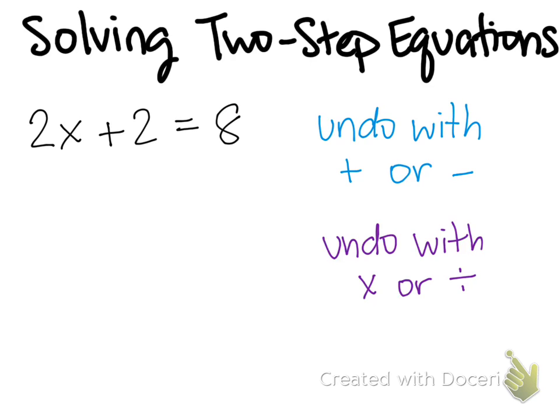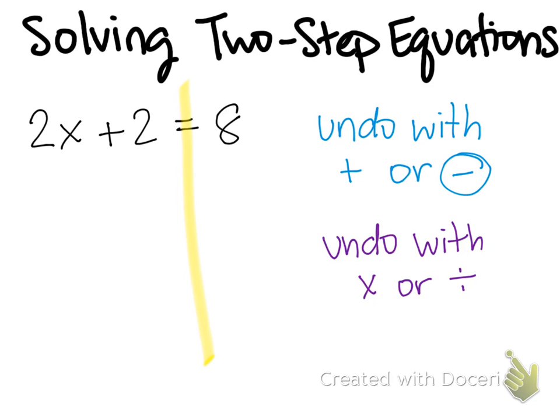Here we have an equation, 2x plus 2 equals 8. So we are going to split this equation at the equal sign. And then we have to think about what undo moves are. So are we going to undo with addition or subtraction? I see that we have addition in the problem, so that tells me that I am going to undo that addition with subtraction.